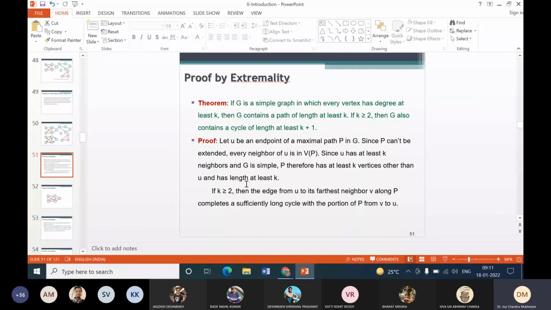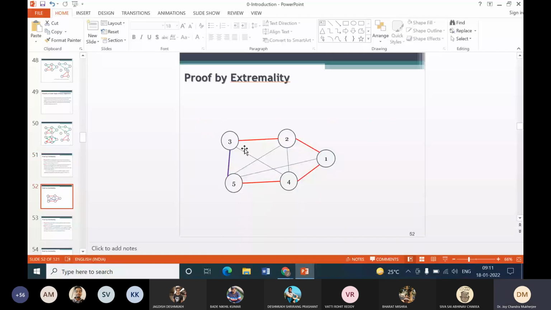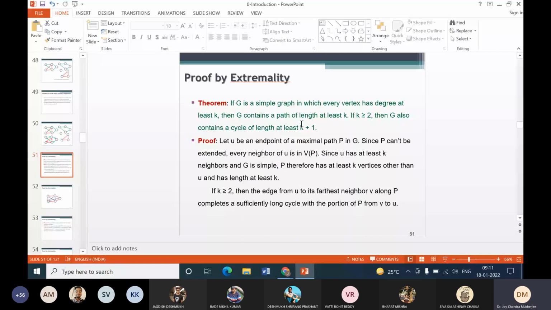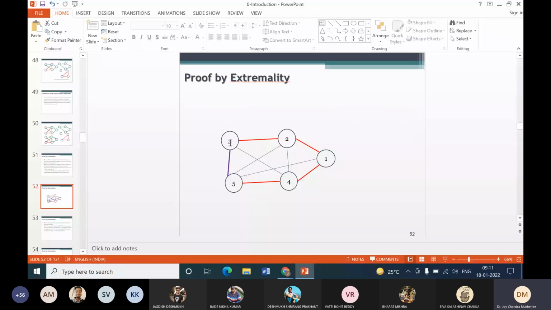So what it tells, as here in this figure, every vertex has at least degree 3. Then G contains a path of length at least 3. Why is that so? Since all the neighbors of 3 will be on the path, one neighbor 2 is on the path, second neighbor 4 is on the path, and another neighbor 5 is on the path.